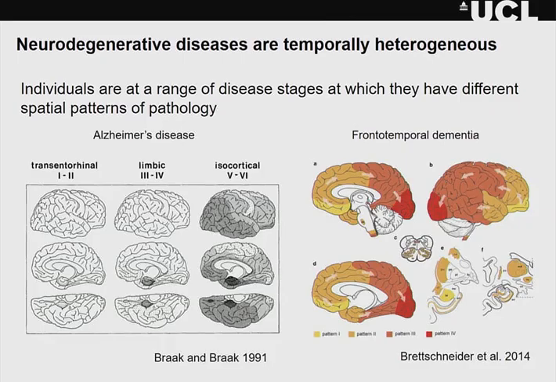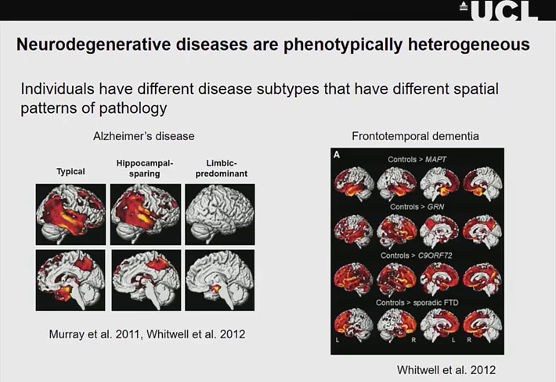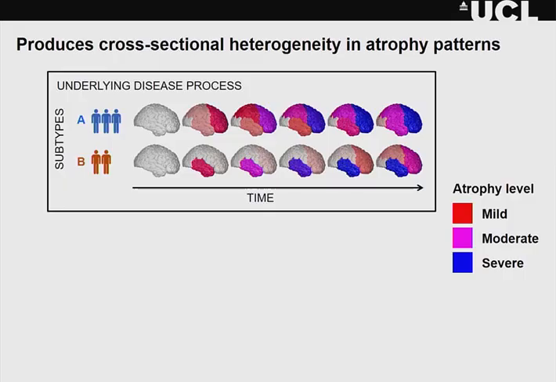Okay. So neurodegenerative diseases are temporally heterogeneous. Individuals are at a range of disease stages at which they have different spatial patterns of pathology. And these spatial patterns can look very different at different disease stages because the pathology tends to begin focally in one region before spreading to other regions. They're also phenotypically heterogeneous, so individuals have different disease subtypes that have different spatial patterns of pathology. This combination of phenotypic and temporal heterogeneity produces cross-sectional heterogeneity in atrophy patterns.